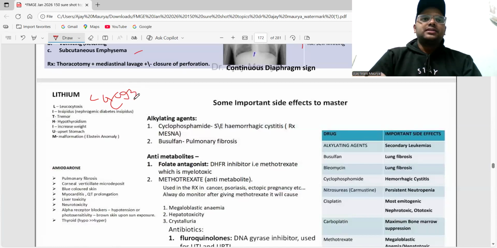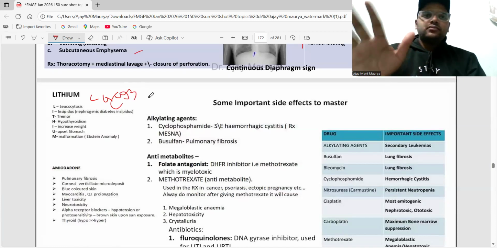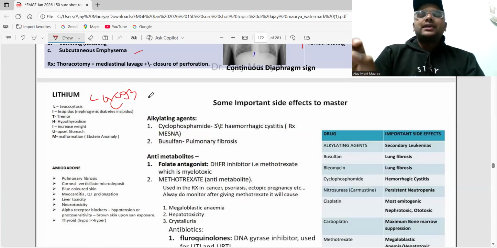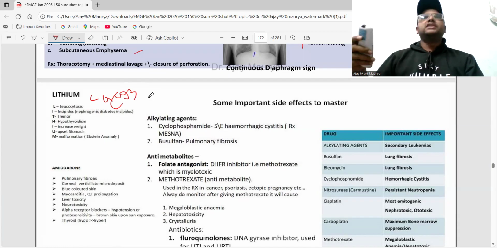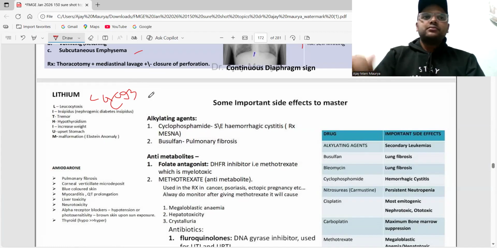They are going to ask a question: what combination of lithium are we using? We are using lithium carbonate 300 milligram. Nowadays we are using it for bipolar disorder. It is a mood stabilizer.